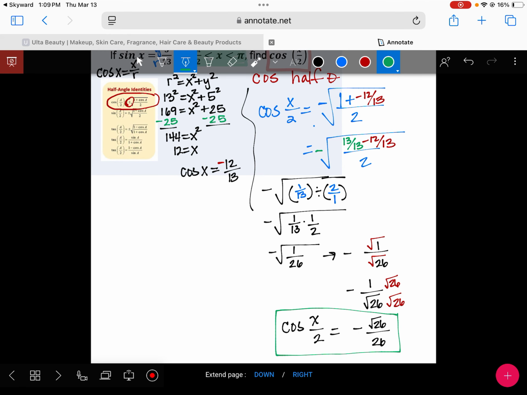Let me zoom out a little bit. And that is that.